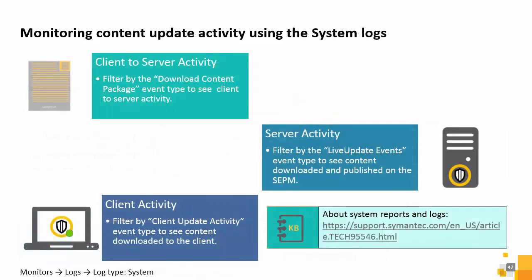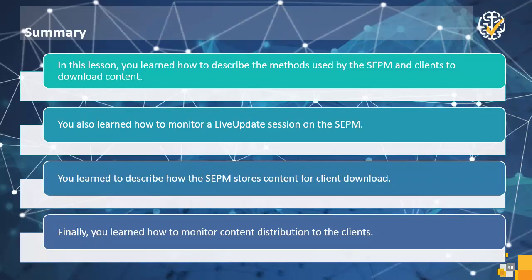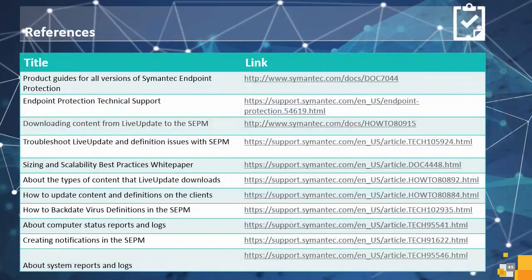The system logs provide a timeline of content update activity. If you need to validate that clients are downloading content from a GUP or an internal LUA server, you can filter by the content update event type. For more information on this topic, see the KB article shown on the slide. This slide summarizes the lesson. For more information about the topics discussed in this lesson, refer to the resources listed on the slide, and remember to frequently check the Symantec support website.